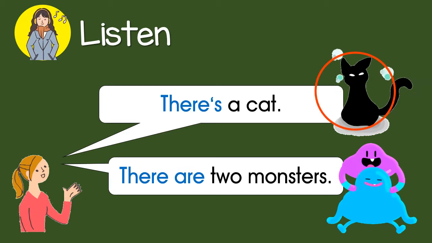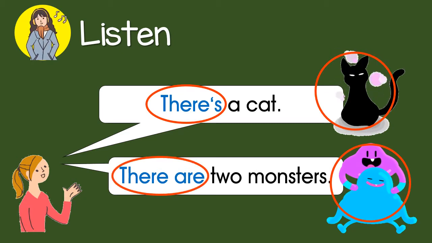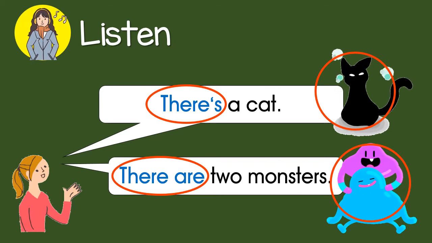When the object is one, we use there's. Apabila objek bilangan 1, kita gunakan there's. When the object is more than one, we use there are. Apabila objek lebih dari 1, kita gunakan there are.